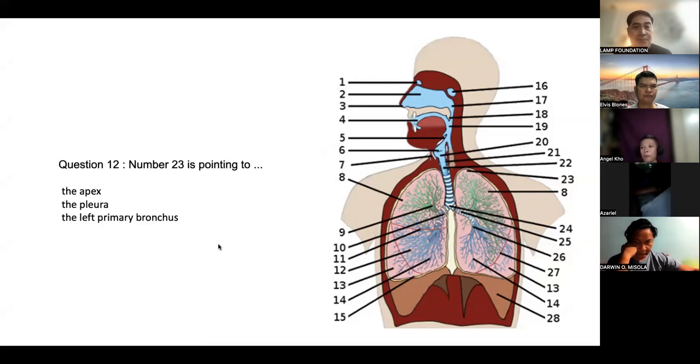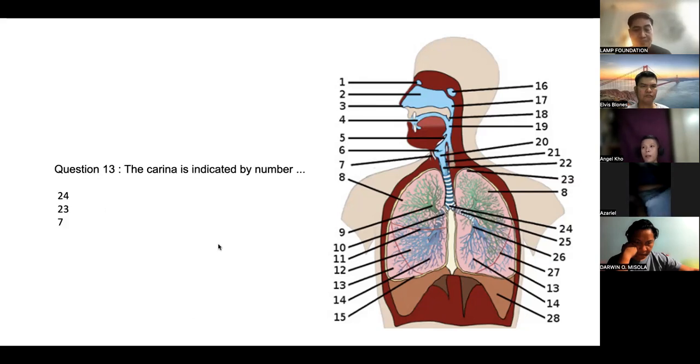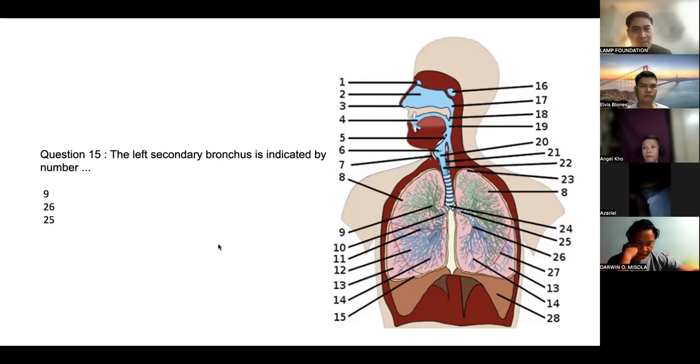Which number indicates the trachea? Number 22. Number 23 is pointing to the apex. The carina is indicated by number 24. Number 25 is pointing to the left primary bronchus. The left secondary bronchus is indicated by number 26. How thick are the walls of the alveoli?